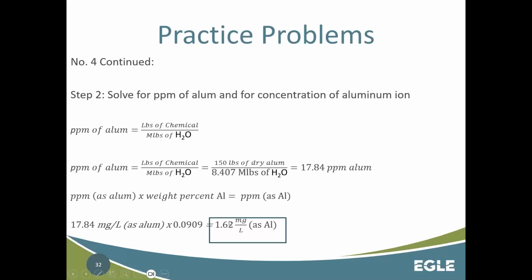0.0909 gives us a final answer of 1.62 milligrams per liter as aluminum ion.